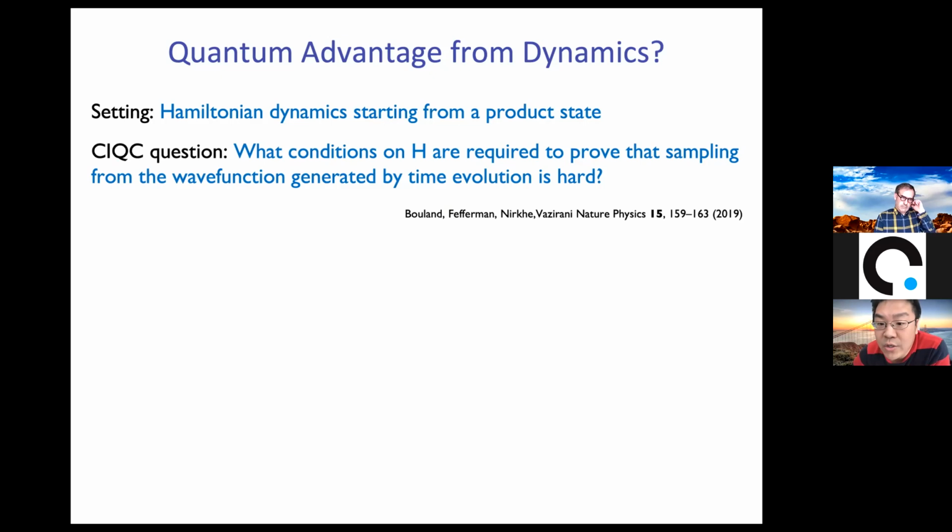For example, this question was addressed in the context of random unitary circuits by Boulan, Pfefferman, Nierk, and Vazirani a couple of years ago. But here, I'd really like to think about it from the perspective of Hamiltonian dynamics and not from the perspective of a random unitary circuit. And to start off, for people from my tribe, I guess this will be a lot of background, but I hope that this will be useful for people coming from the various backgrounds that are part of the center.